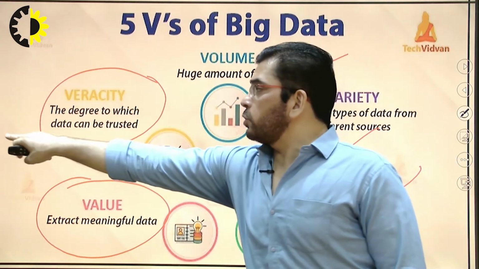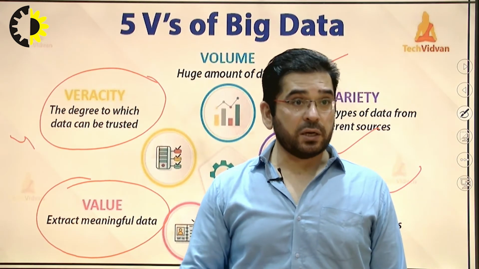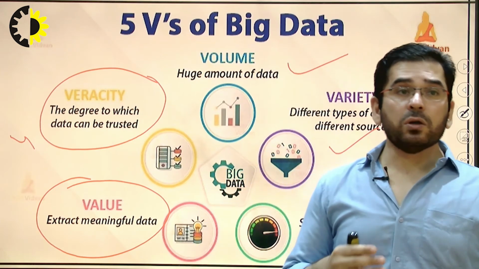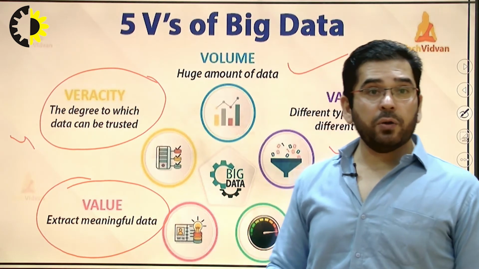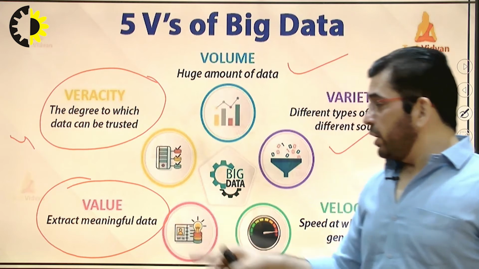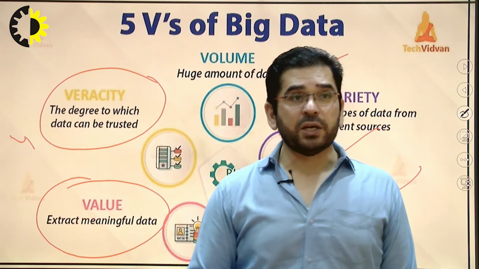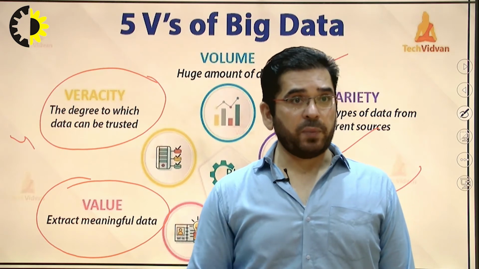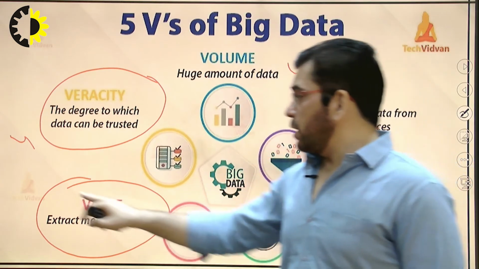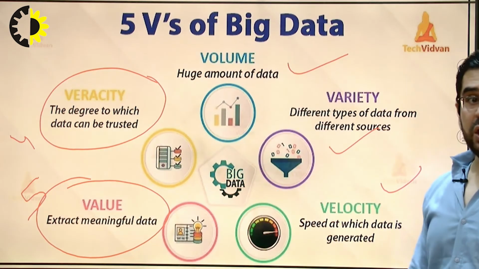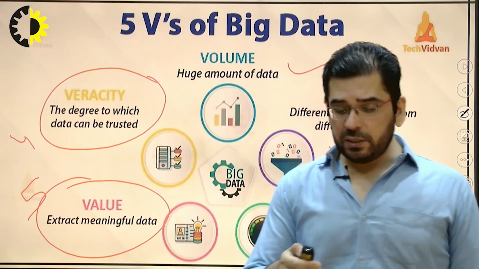So I am talking about the 4th V, that is veracity. It is the degree to which data can be trusted. Whether the data is coming from reliable sources or the data is fake in nature. And value, extracting meaningful data. How can you extract from the data if it does not have any value? Say you are working on a medical application and the data is of an engineering application. That should not be of any value. The data should be meaningful in nature. This is the 5th V. So you have to remember these 5 V's very carefully: volume, variety, velocity, veracity, as well as value.